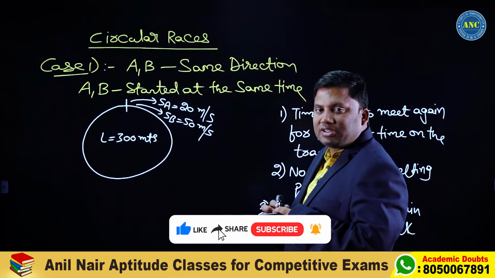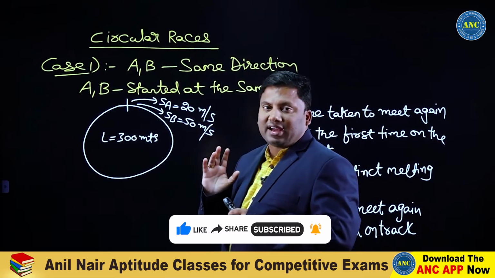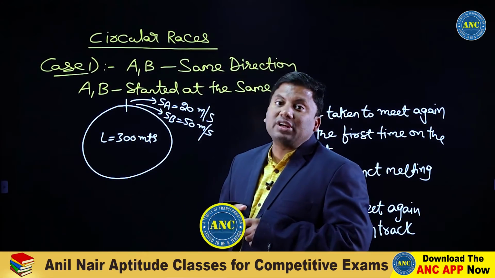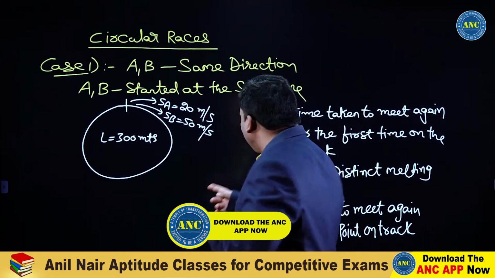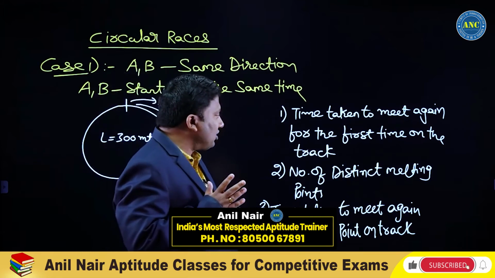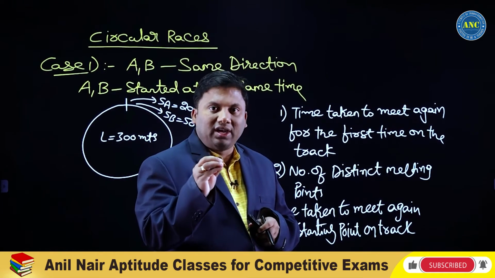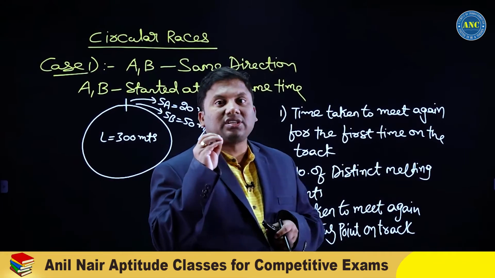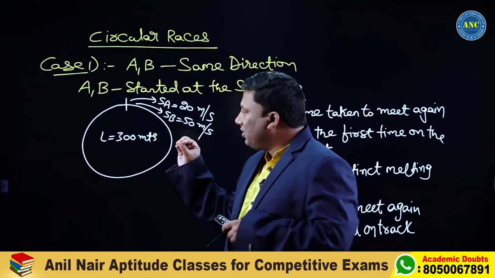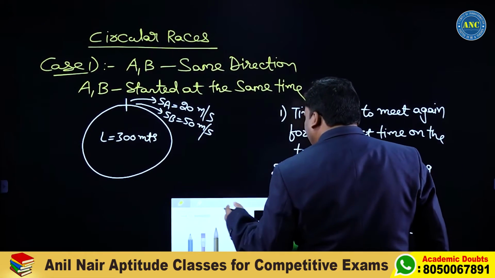What are the three questions? First, time taken to meet again for the first time on the track. Second, number of distinct meeting points on the track. These are the three kinds of questions that you will see in examinations. One by one, logically, conceptually, with a good understanding, by using diagrams, we will solve these problems. Now listen very carefully.